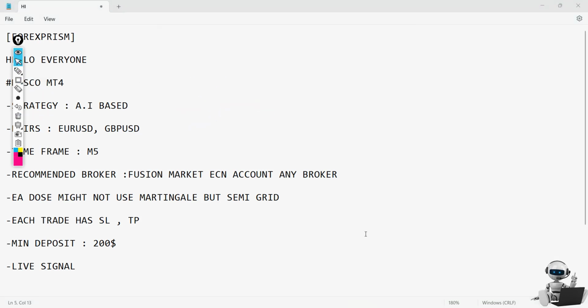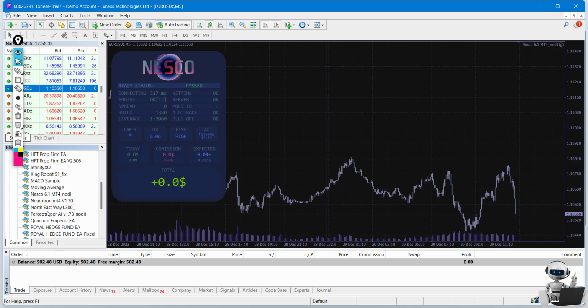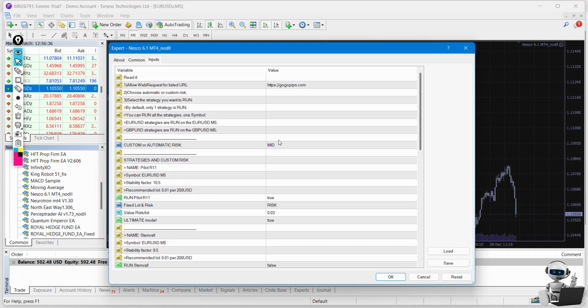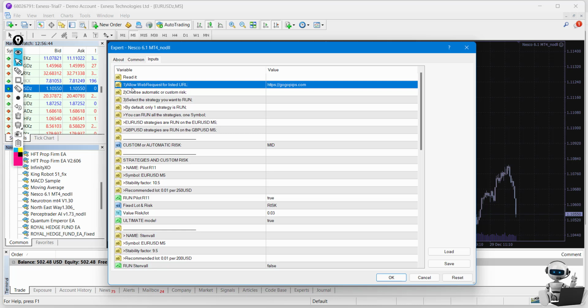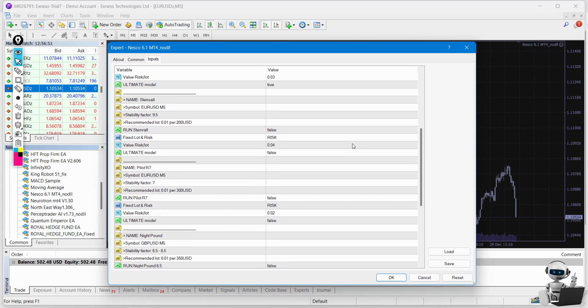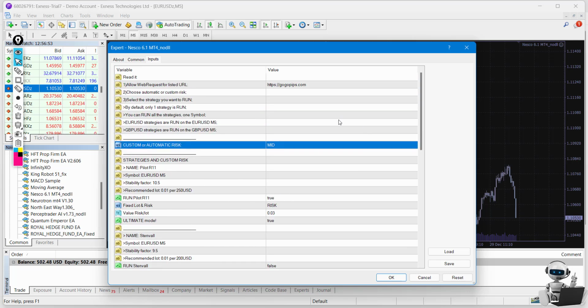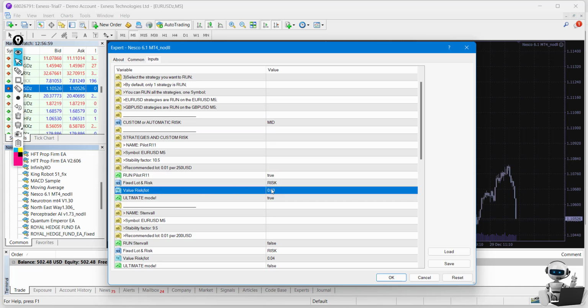Now let us look at the dashboard. So what you will do, we will just go back and do that again. So you put it into the chart and you make sure that you have enabled these two, and also the DLL import. For input you will make sure to allow this URL in the web request, which I did already. So this is the default setting. The default is R11. This is normal mode, the value is 0.03 risk size.